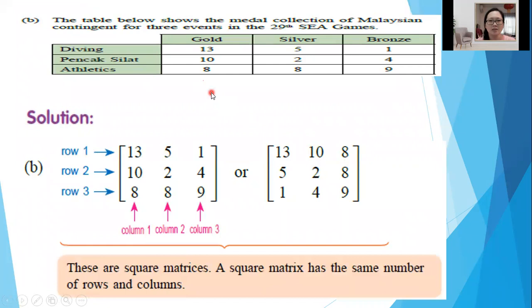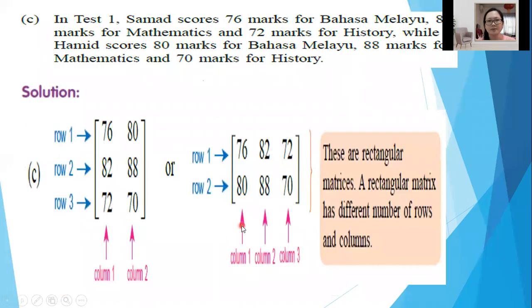Next, it's very simple. We just transfer them into the brackets. So in this example, we have 3 rows, row 1, row 2, row 3, and also 3 columns, column 1, column 2, and column 3. So we call this a square matrix because a square matrix has the same number of rows and columns. Okay, another one.